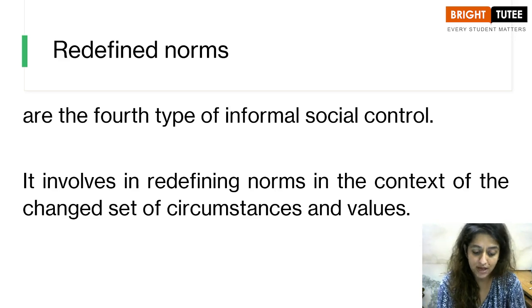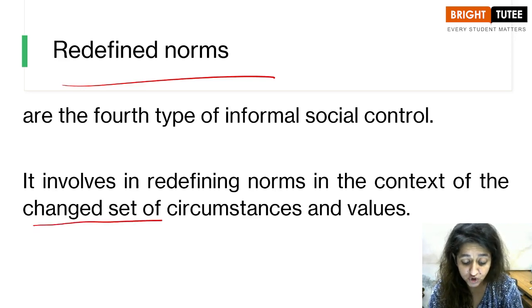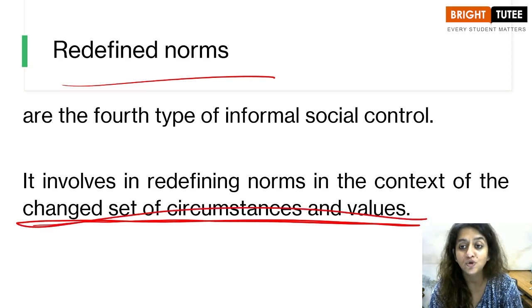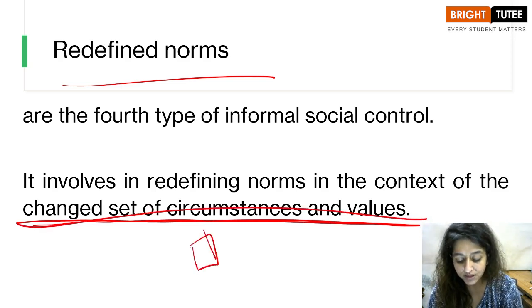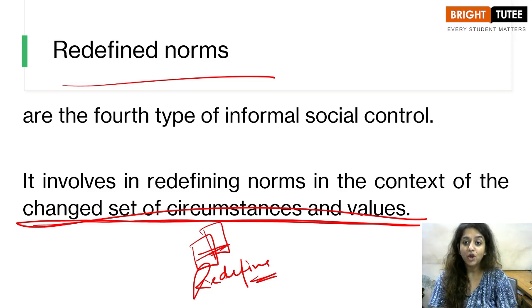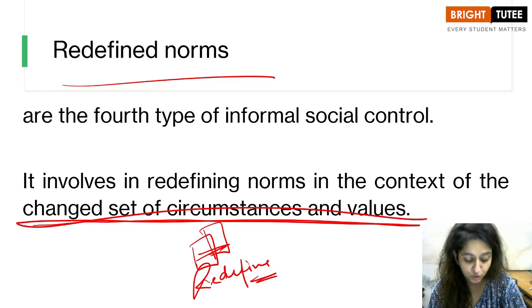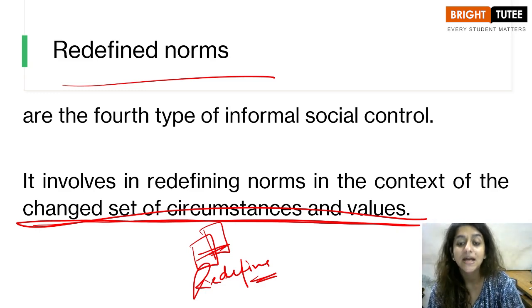Redefined norms is the fourth aspect, which is the fourth part of informal social control. It involves redefining norms in the context of a changed set of circumstances and values. There is a changed environment that you witness, and you redefine your norms and values under the changed circumstances, which in a way helps the other person adjust to the current situation, and hence becomes a part of informal social control.